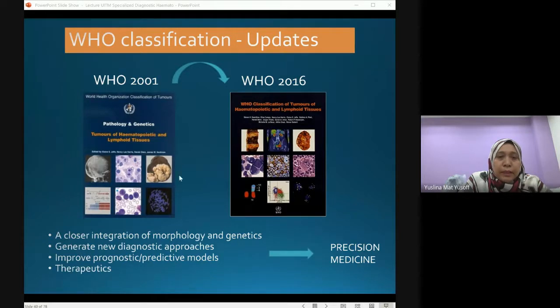So by these updates, they generate a new diagnostic approach and improve prognostic and predictive models and also therapeutics, because with current findings of genetic abnormalities in the disease, we can go for targeted therapy. This is called precision medicine, which is why they moved from just morphology into molecular and genetics.